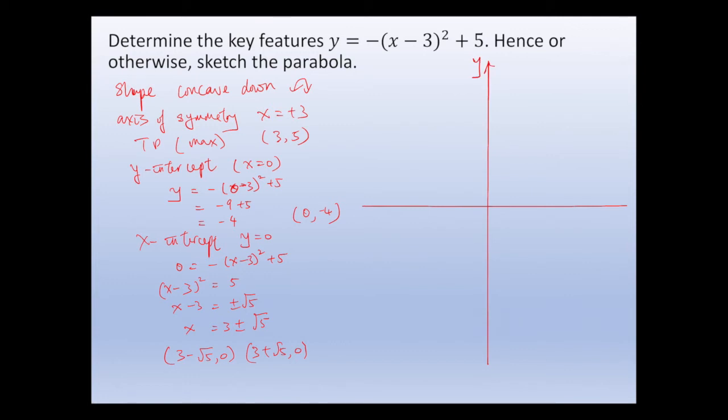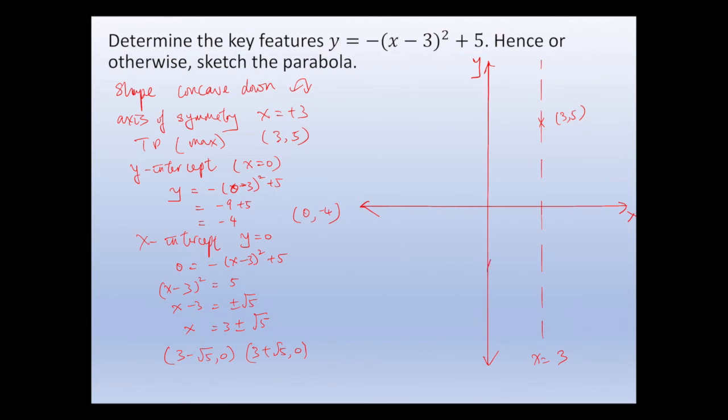Right, use a ruler, y, x. Now we know the axis of symmetry is x equals 3, so let's estimate it to be here. X equals 3, and then the turning point, the maximum, is here, 3 and 5.